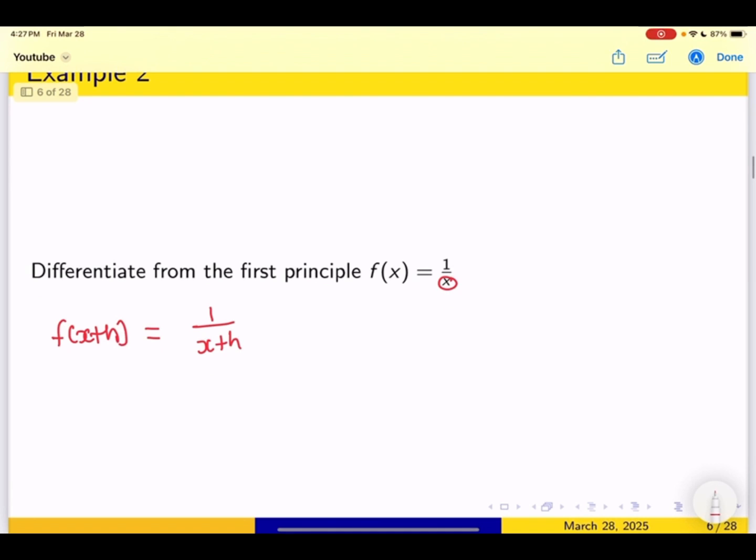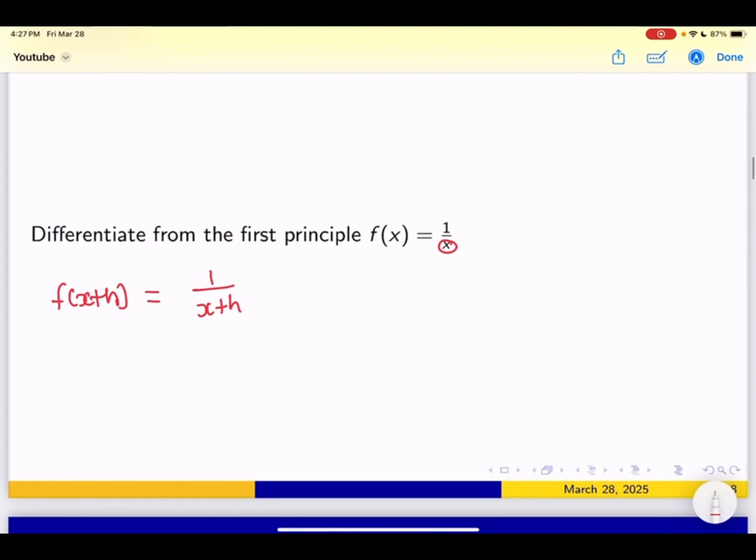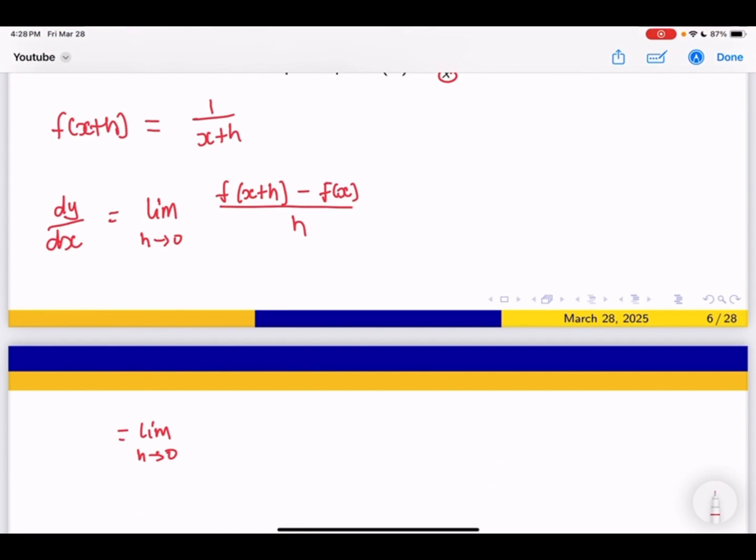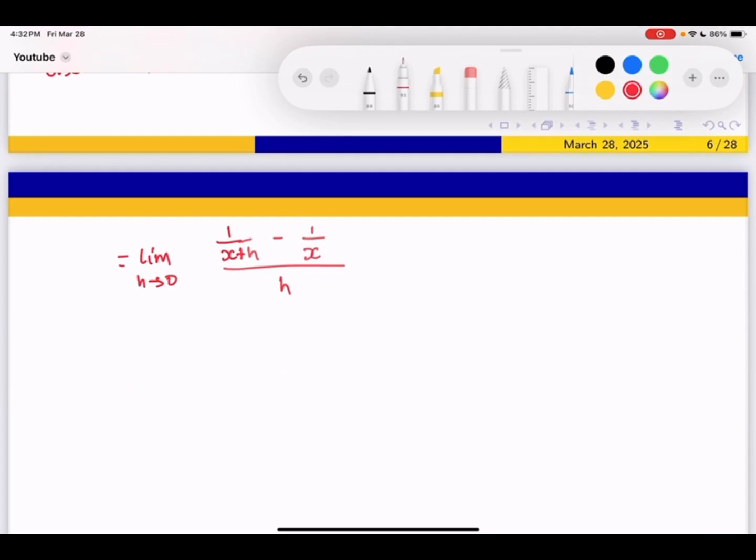So now let's substitute this into the first principle formula. Here we are going to have the limit as h goes to 0. f of x plus h is giving us 1 over x plus h, minus f of x, which is giving us 1 over x, then divided by h. Let's take the numerator out and simplify it further. So we have 1 on x plus h minus 1 over x.